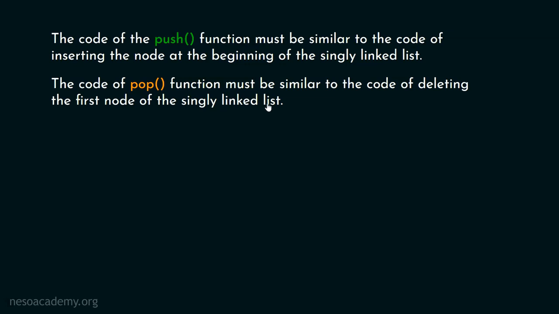If we want to push an element onto a stack, and if we are representing a stack as a linked list, we must write the code of the push function like inserting the node at the beginning of the singly linked list. And for the pop function, we have to write the code for deleting the first node of the singly linked list, right? So push and pop functions are simple to write.